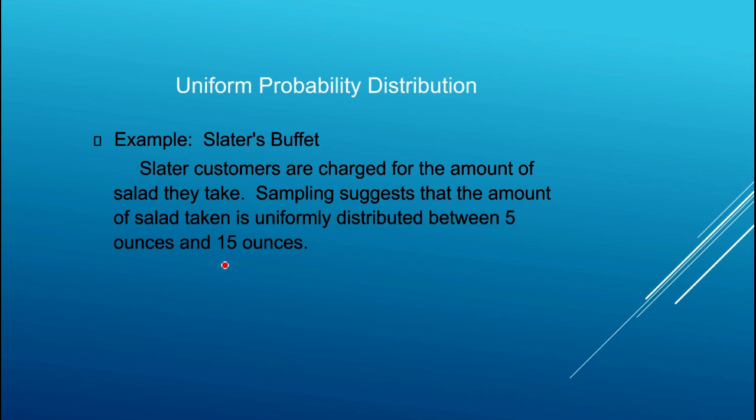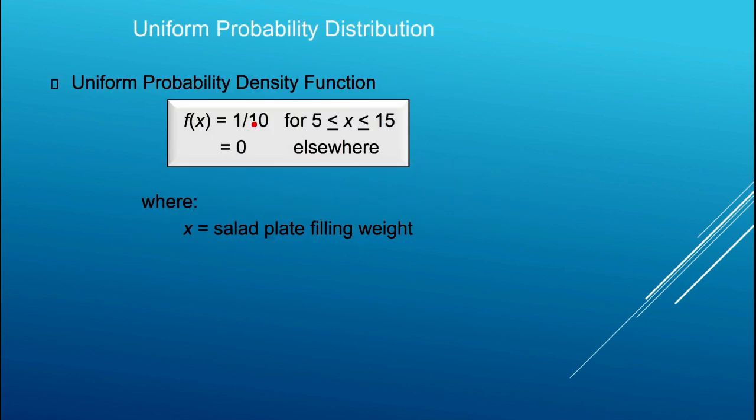And we have a uniform distribution, so that, for example, the probability of somebody building a salad that's between, say, 5 and 7 ounces is exactly the same as the probability that they build a salad that's between 8 and 10 ounces, since the interval in both cases is 2 ounces. So a uniform distribution.